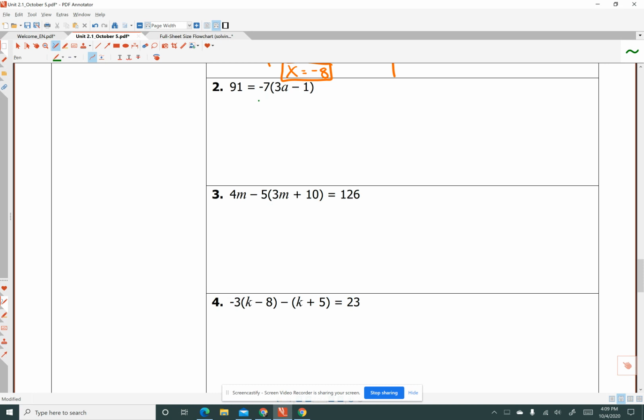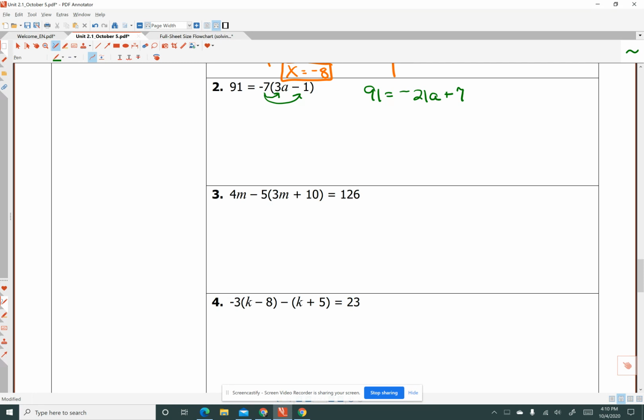91 equals negative 7 times the quantity of 3a minus 1. The first thing we need to do is distribute this negative 7 through to the two terms within the parentheses, the 3a and the negative 1, and distributing is simply multiplication. So let's begin. 91 equals negative 7 times 3 is negative 21, and that's an a term, minus, or plus, because negative times a negative is a positive, 7.